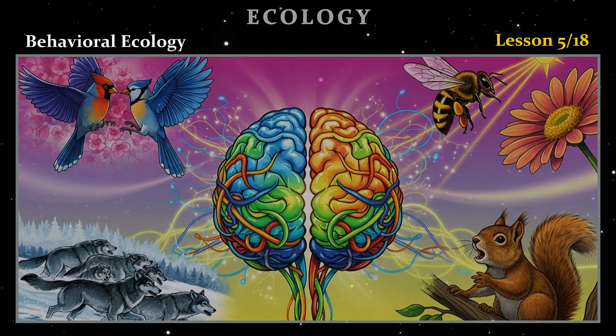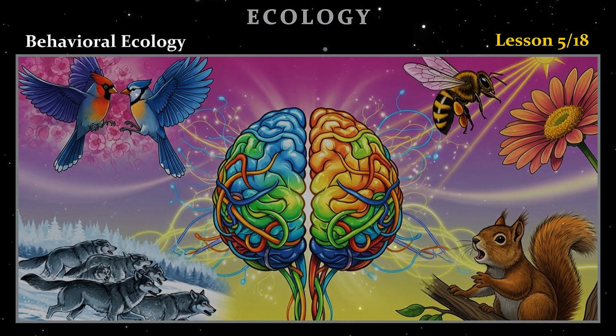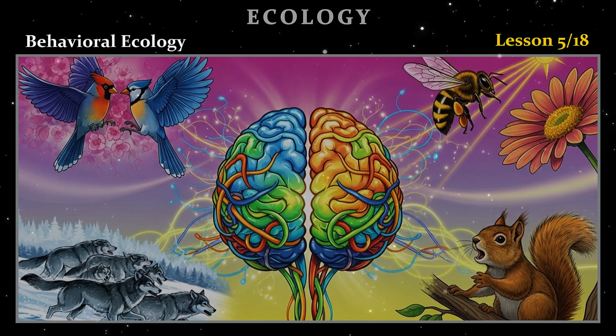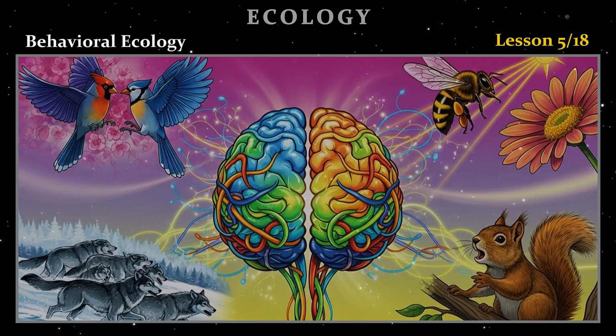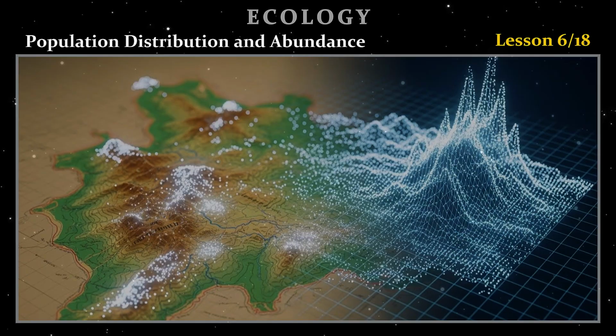When we step back and blur the eyes, the individuals merge into a single, shifting mass. We must now leave the individual behind and look at the group. How do we count them? How do they spread across the landscape? Why are they here and not there? Our next lesson deals with the mathematics of the crowd. Lesson 6. Population Distribution and Abundance.